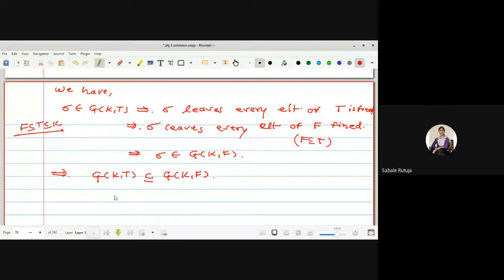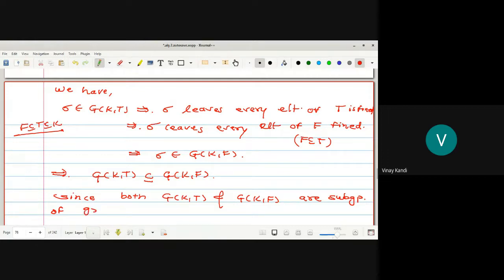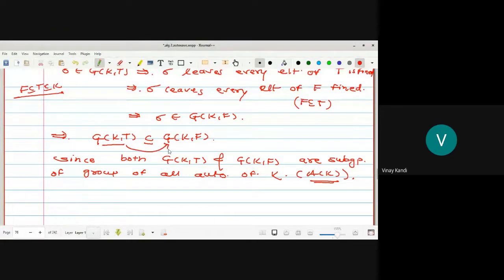Since both GKT and GKF are subgroups of the group of all automorphisms of K, that is A of K, and GKT is contained in GKF, this implies GKT is a subgroup of GKF. Is it a correct statement?